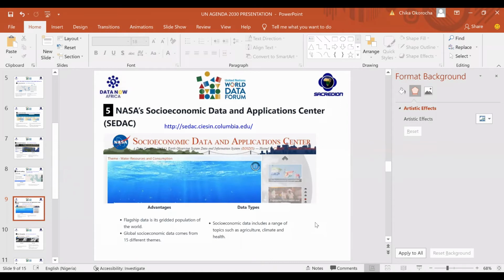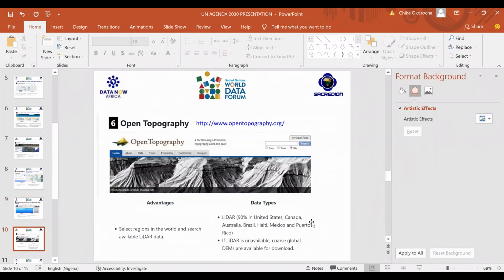Absolutely free. All you need to do is to register on the platform. Number 6, OpenTopography. From this platform, we have the advantage of selecting regions in the world where we can have LiDAR data. LiDAR data has penetration of vegetation. So with LiDAR data, you can do a high level of digital terrain modeling for infrastructure and irrigation farming. The only thing about this platform is that it is not completely available at high precision all over the world.